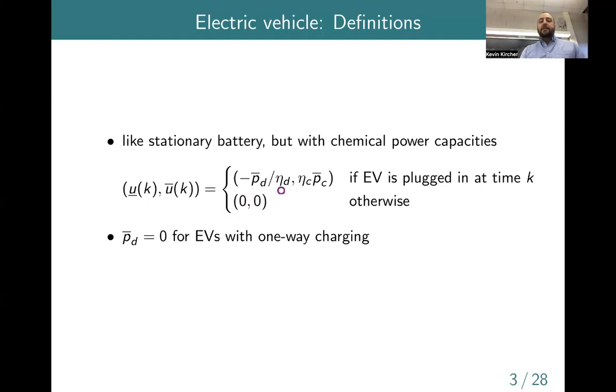And then if it is plugged in, then basically the capacities end up being the same as they are in the stationary battery. But a lot of EVs, in fact, the vast majority of EVs today can only do one-way charging. So they can't discharge to power a house, for example. And so for those EVs, PD would just be equal to 0. And so we'd have 0 and then eta P on the high end.